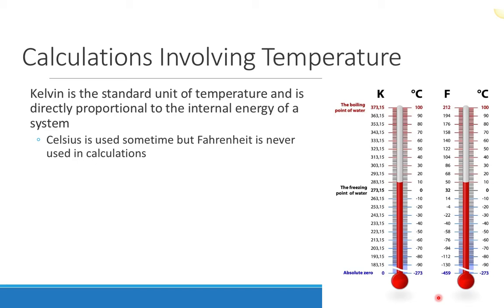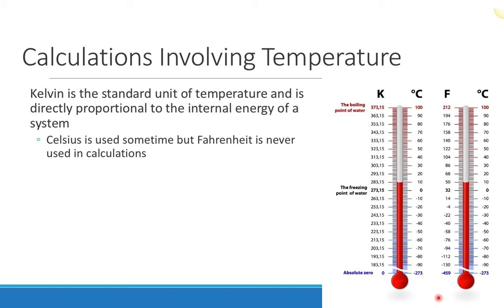So when we're doing any sort of calculations involving temperature, Kelvin is the standard unit of temperature, and it's directly proportional to the internal energy. So if we needed to measure something related to the energy of a system, we will always use the temperature scale of Kelvin. It's the more scientific scale. Celsius is sometimes used, but Fahrenheit is never used in calculations.